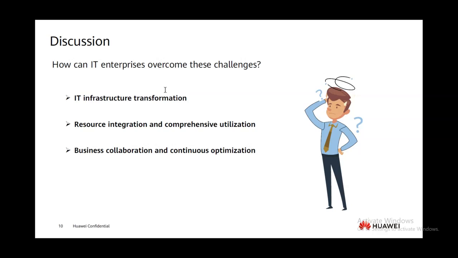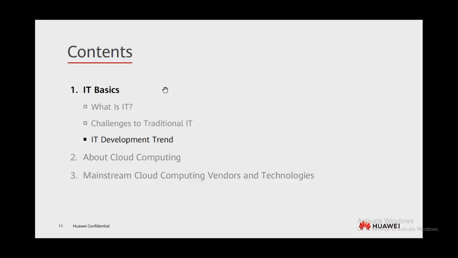Number one is IT infrastructural transformation. We need to change how we deal with IT infrastructure. Second one is resource integration and comprehensive utilization. We don't want to buy things that we are not going to utilize. So we only buy things that we know we want to utilize at a specific time. Once we are done with that, we can move on without any losses from our side. Then business collaboration and continuous optimization of the system. So these are some solutions. But then cloud tried to solve these issues. So let's see how it goes.